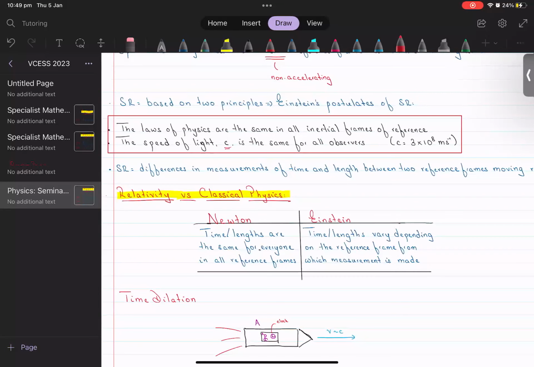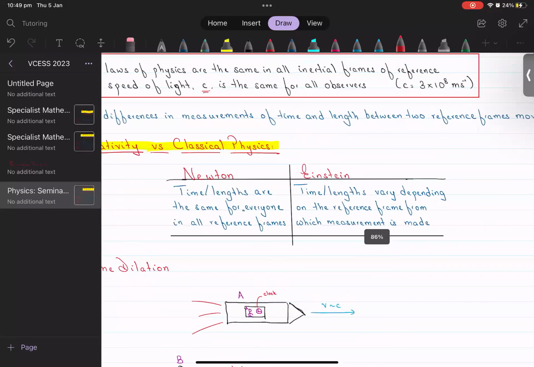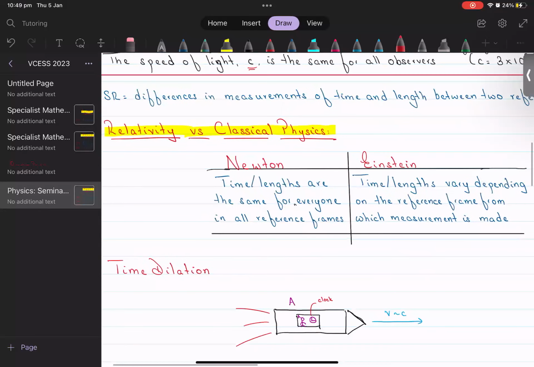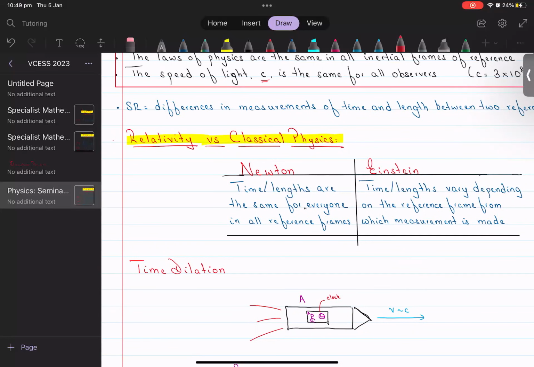But for now, let's just focus on the difference between the approach of relativity versus classical physics. Classical physics is what I'm calling what Newton's laws are, what Newton said. That the apple fell on his head and whatnot. What Newton says is that times and lengths are the same for everyone in all reference frames. Everyone measures time the same way. Everyone measures distances the same way, regardless of whether they're moving or not. That's Newton. What Einstein says is, hey, the way we measure times and the way we measure lengths vary depending on where we're doing the measurement from and how fast it's moving. Is it moving really, really fast, or is it moving really, really slow?